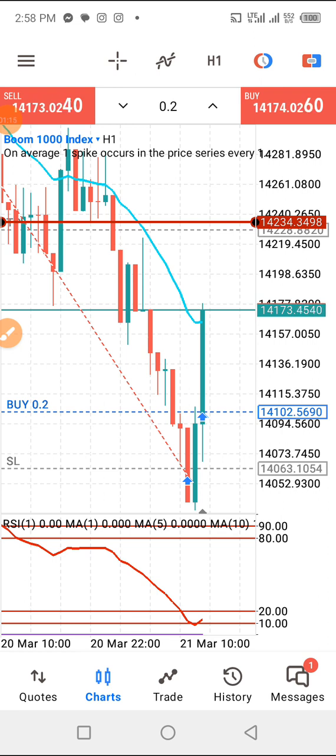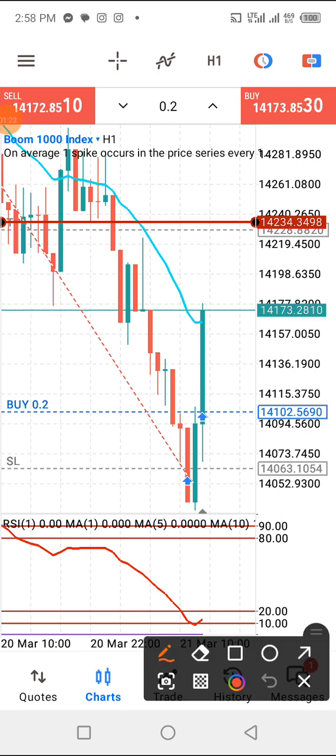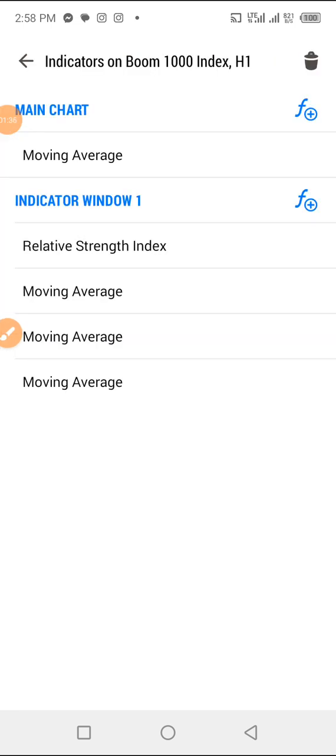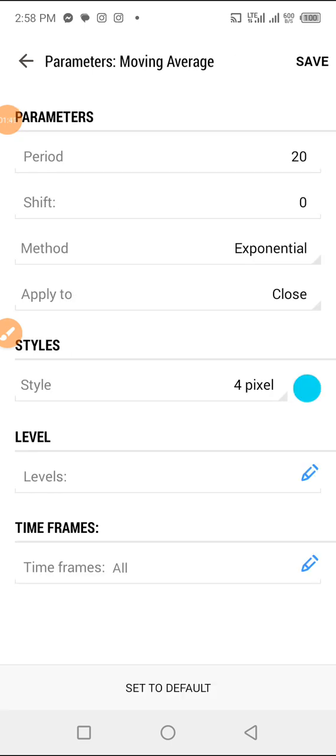Now you can see this is a 1 hour time frame. So what I was expecting is, okay, let me show you the setup so that the explanation will be easier. Click on this hash icon or F icon depending on your own phone setup. Then after that, add the indicators. In the main chart, we have moving average 20. So the strategy is based on moving average 20 pattern trading strategy.